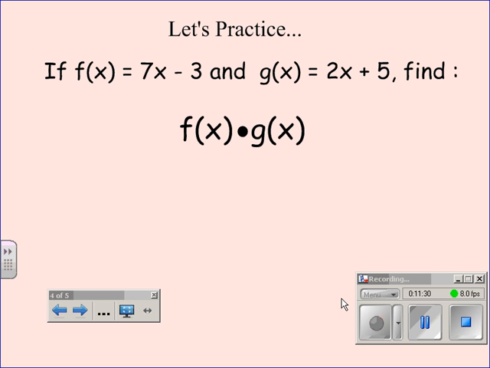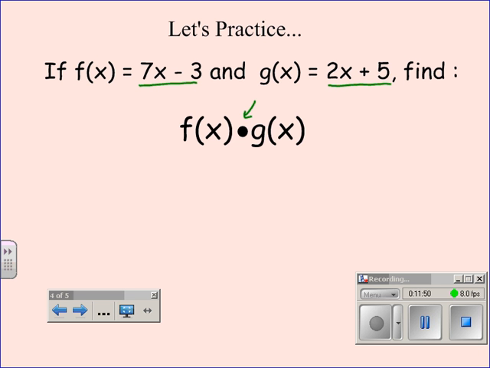Now we're going to use the same concept but with functions. Here I have the statement, if f of x is equal to 7x minus 3 and g of x is 2x plus 5, find f of x times g of x. Remember that this dot just means multiply them together.